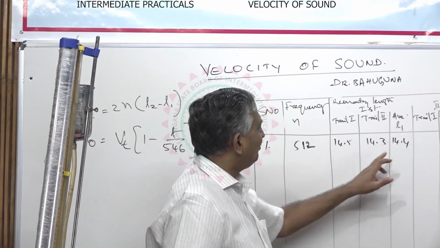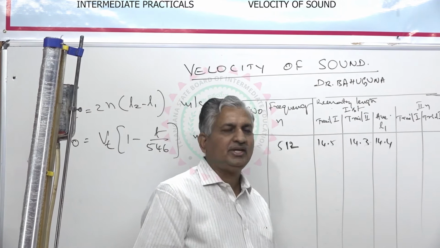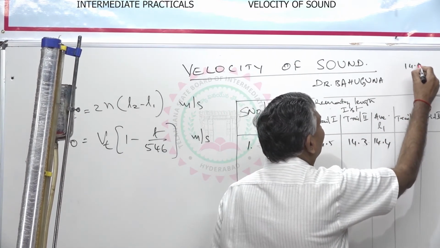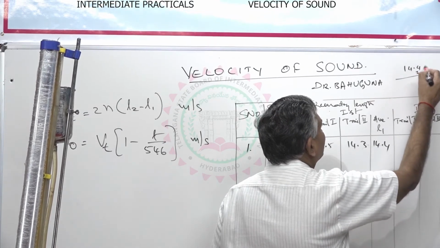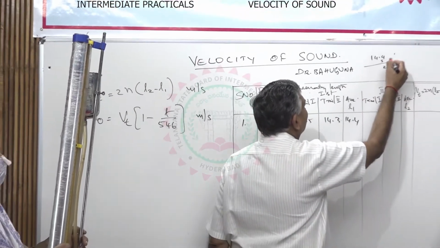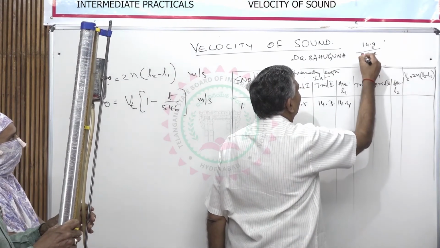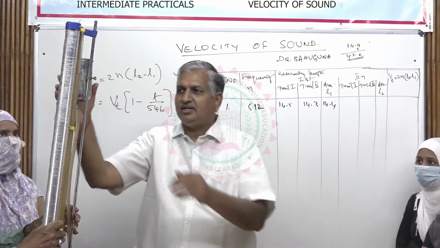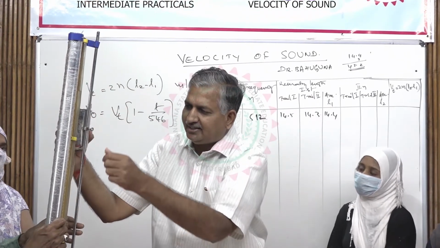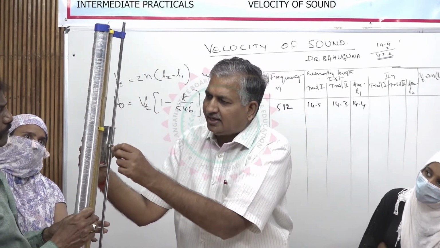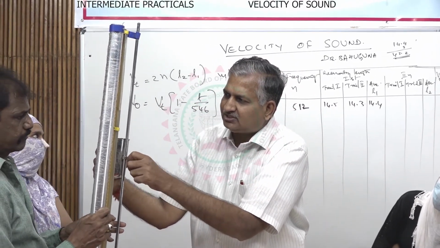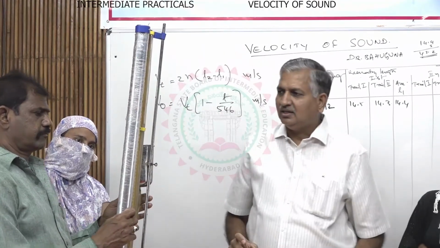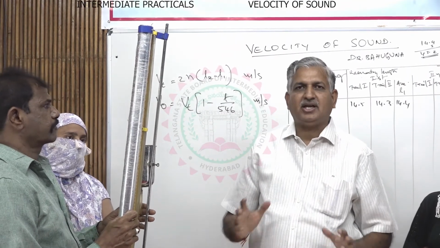Now multiply this by 3 times. So 14.4 into 3, it is 43.2. So we are starting directly from 40 centimeters. I am taking the change of this air column directly to 40 centimeters, just 3 centimeters less. So I will wait until this air column comes to 40 centimeters length.